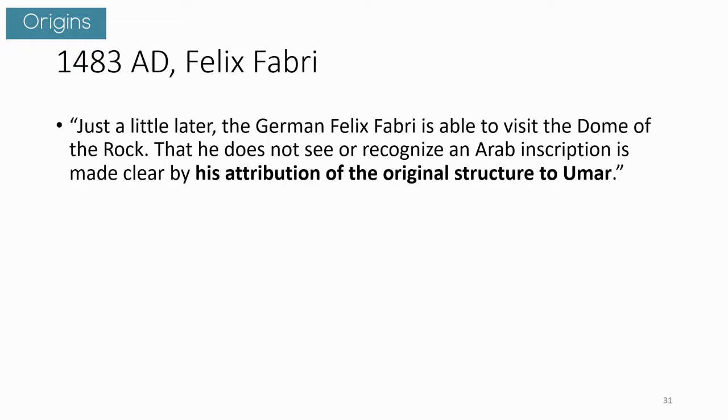1483 AD, Felix Fabri. Just a little later, the German Felix Fabri is able to visit the Dome of the Rock. That he does not see or recognize an Arab inscription is made clear by his attribution of the original structure to Umar. So it's Umar once again. Again, this is all consistent with the idea that there is no inscription, because they can't make up their mind. Is it Umar? Is it Abd al Malik? Is it al-Mamun? Is it Walid?